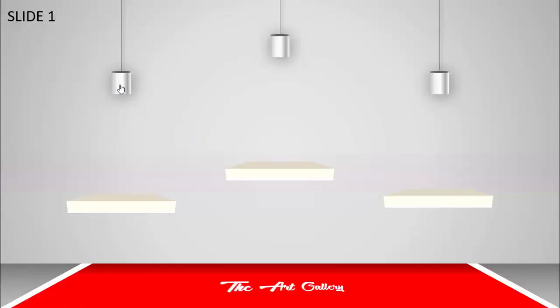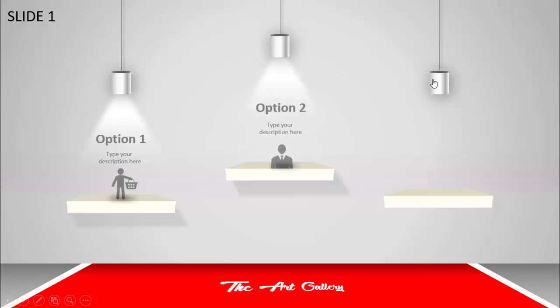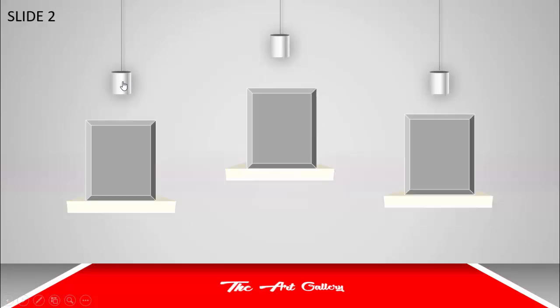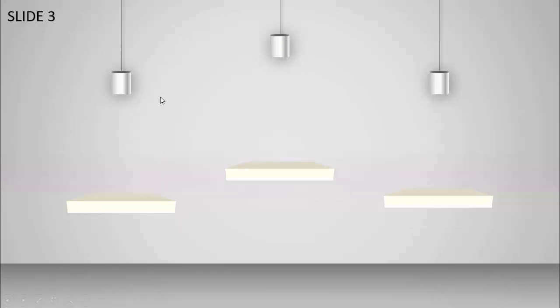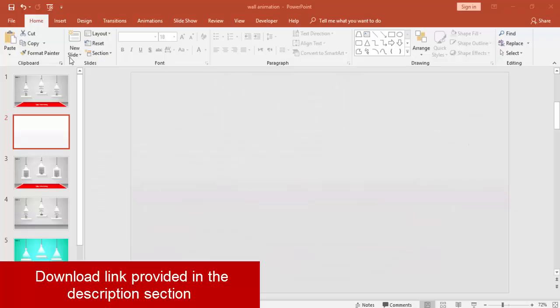In this tutorial, I'm going to show you three options wall animation slide. As you can see here, when I click on the light, three options will come there. And in the second slide, I have just put the photo frame. It will show you the options on the photo frame. And the third slide without the red carpet. So let's see how to do this in PowerPoint.